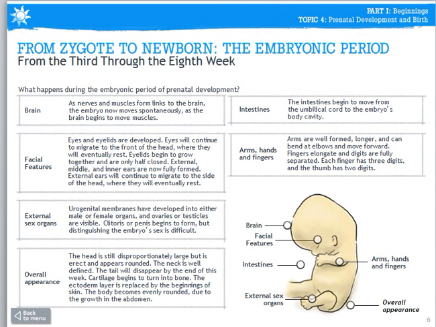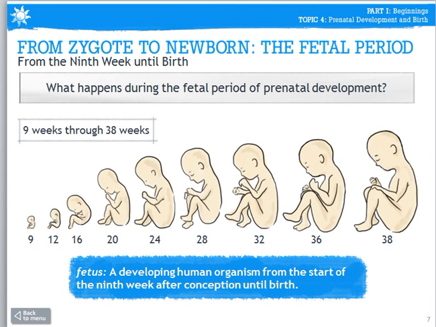Then there's the overall appearance. The head is usually much bigger than the rest of the body. And this is mostly due to what's called cephalocaudal development, head first and then extremities. There's the intestines, which begin to move from the umbilical cord to the embryo's body cavity, and then there's the arms, fingers, and hands, which are really webbed in the beginning. At some point, these webbed fingers and toes go away, and then you start seeing normal fingers and toes. At least that's what we hope to see, is normal fingers and toes.